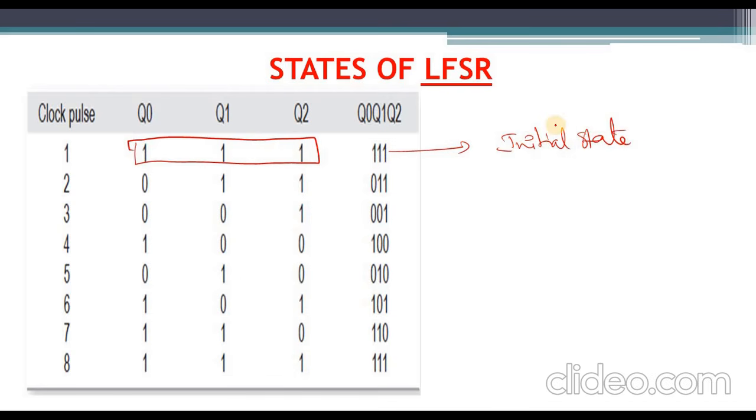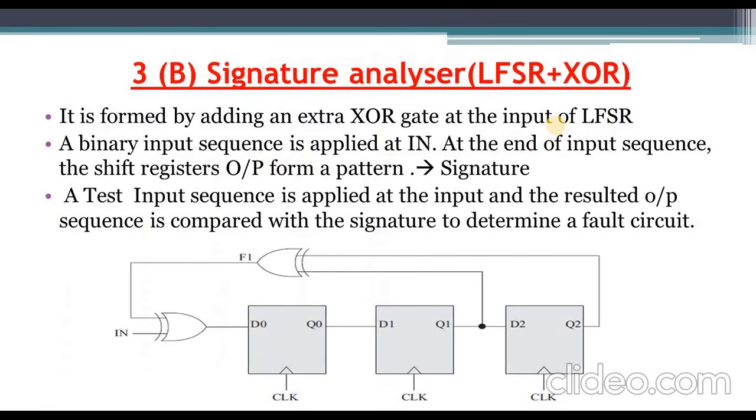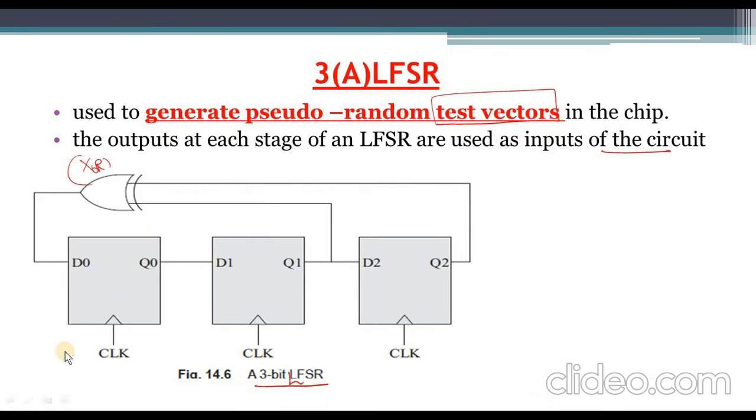So let's see the equations for Q1, Q2 and Q0. Let's see the circuit diagram. Observe here, this particular Q1 and Q2 will act like inputs for this XOR gate. That means Q0 will be the output. Q0 is Q1 XOR Q2, where Q1 and Q2 are the inputs for this XOR gate.